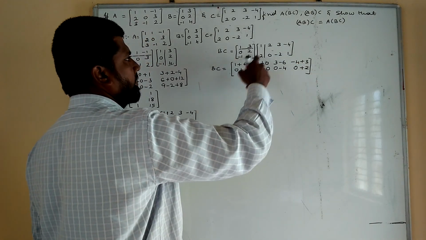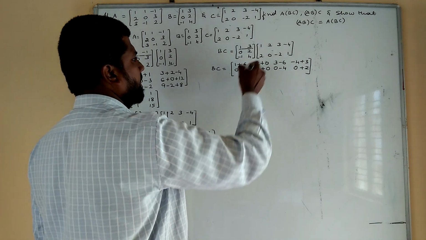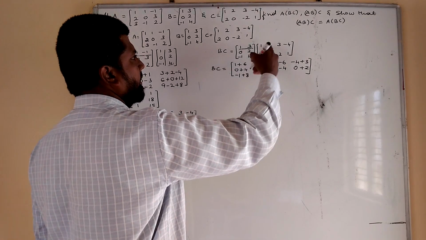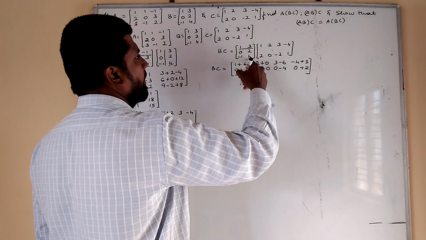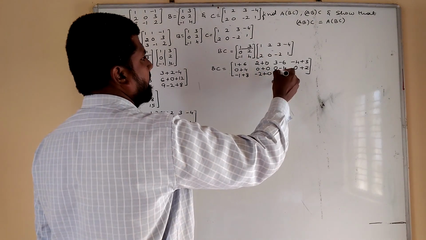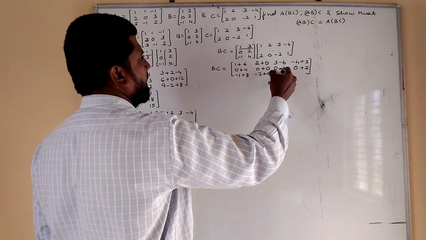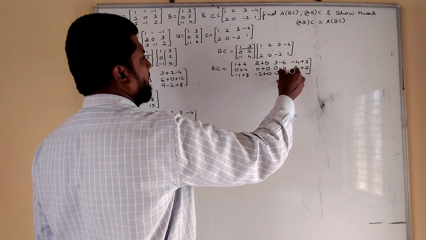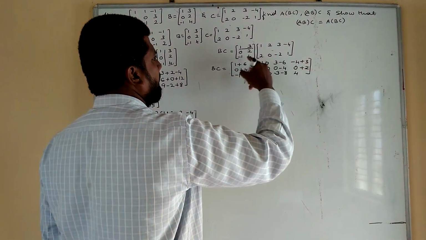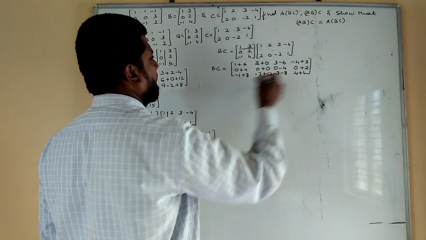So next, third row, first column. Minus 1 into 1 is minus 1. 4 into 2 is 8. Minus 1 into 2 is minus 2. 4 into 0 is 0. Minus 1 into 3 is minus 3. 4 into minus 2 is minus 8. Minus 1 into minus 4 is plus 4. 4 into 1 is 4.